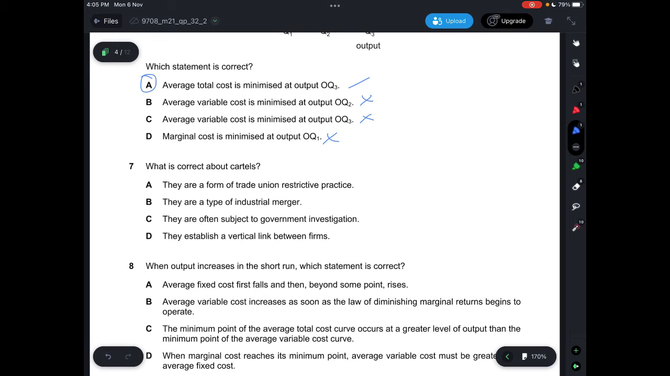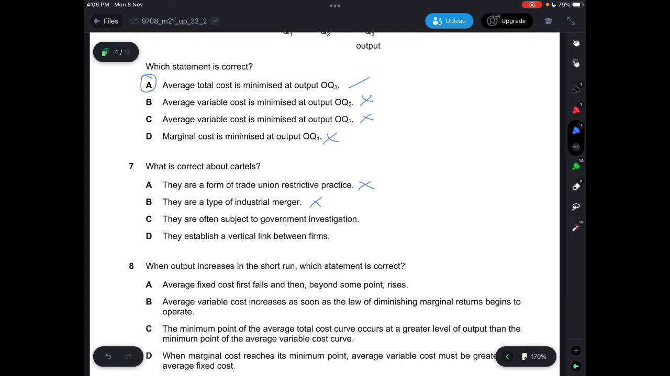So if you look at A, it says they are a form of trade union restricted practice. This one is incorrect. Trade union is basically when there are a bunch of employees working together to fight for their rights, maybe higher salary or whatnot. So A is incorrect. B says they are a type of industrial merger. Incorrect. They are different companies, but they sell homogeneous goods, but then they do not merge together. There's no horizontal integration here.